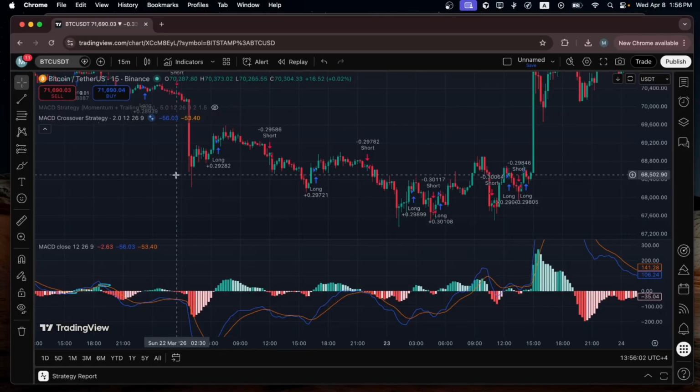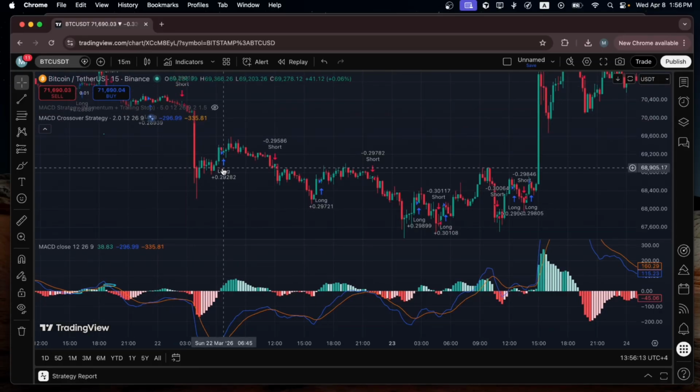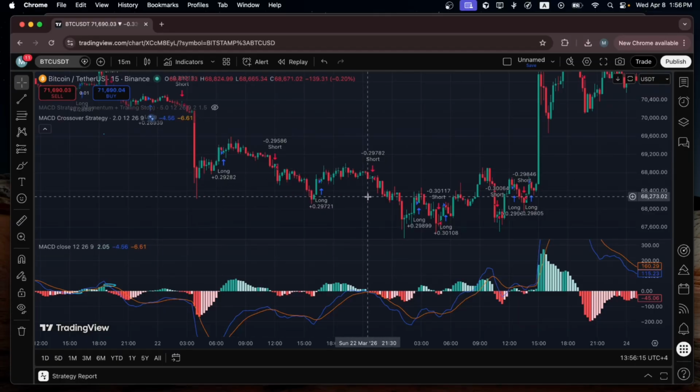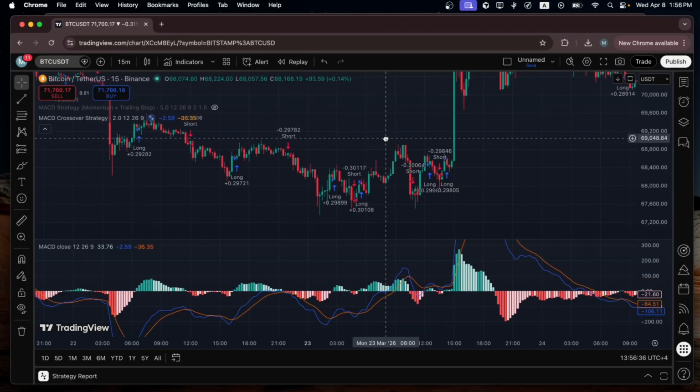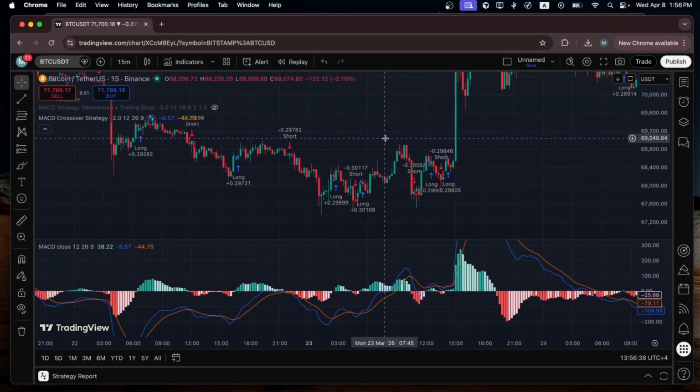For this strategy, I'm using the Bitcoin chart on the 15-minute time frame. As you can see here, the price is not really moving anywhere, it's just going sideways. And we enter long and short deals very frequently. But this may not be optimal for prolonged periods of sideways movement, so we have to somehow filter them out.